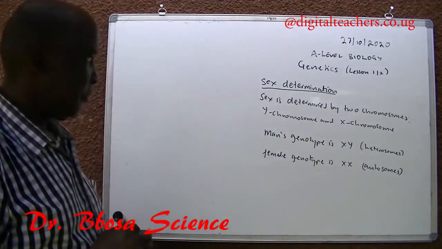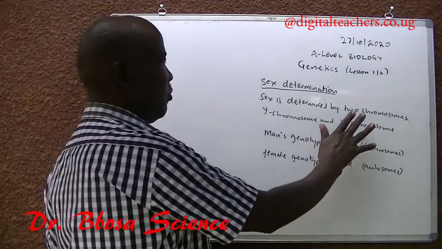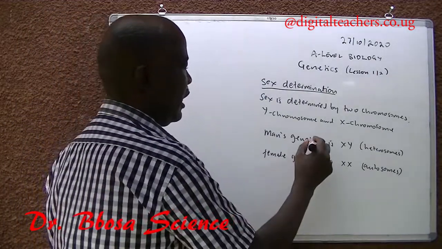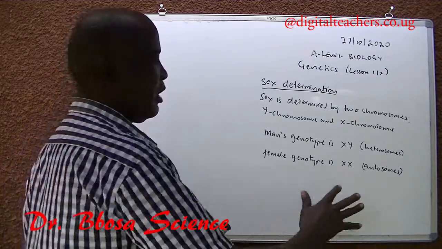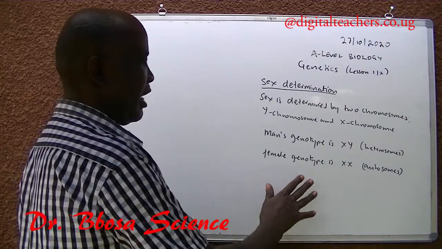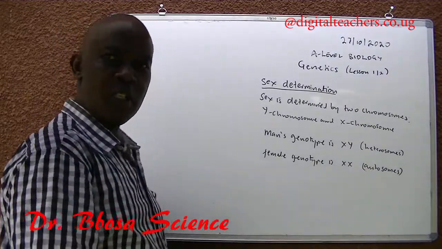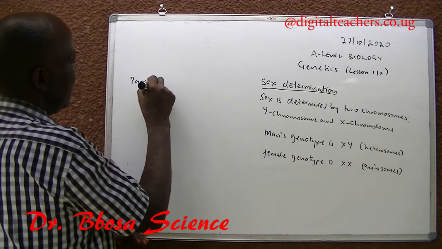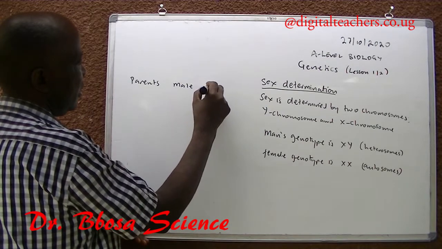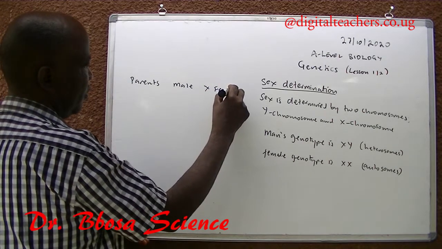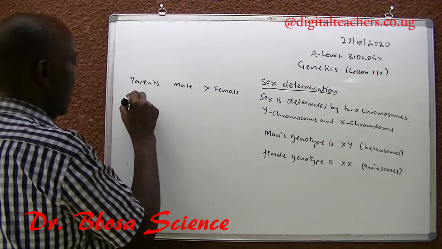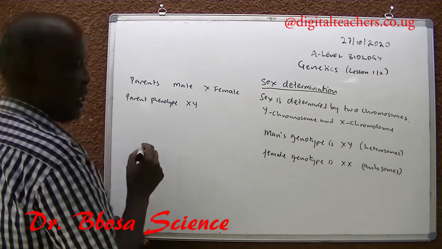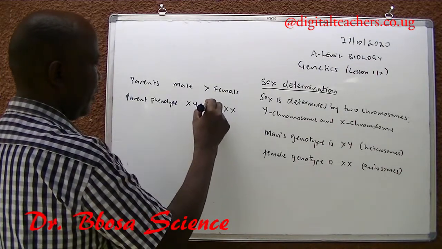Sex determination. The sex is determined by two chromosomes, Y chromosome and X chromosome. Man's genotype is XY heterosome, hetero different chromosome. Then the female's genotype is XX or autosome, auto similar chromosome. So during the transmission, parents, we have male and female. Parent phenotype, you have XY for male, then XX for female.